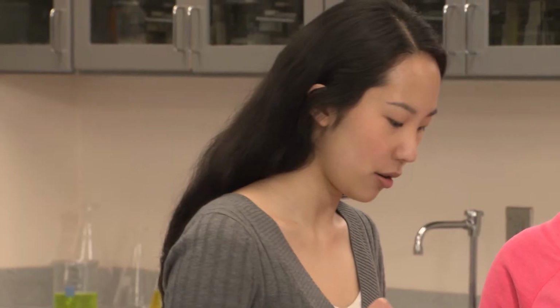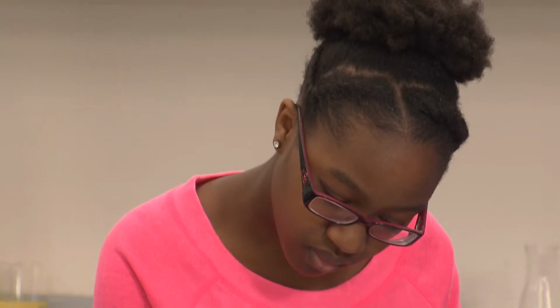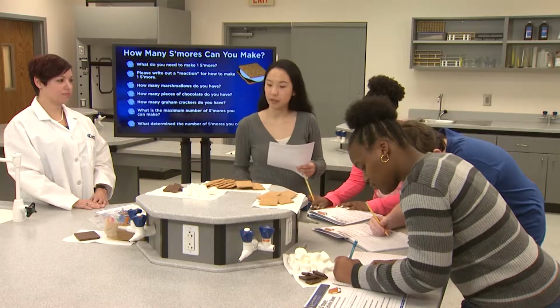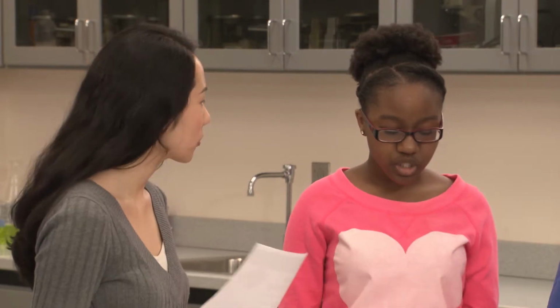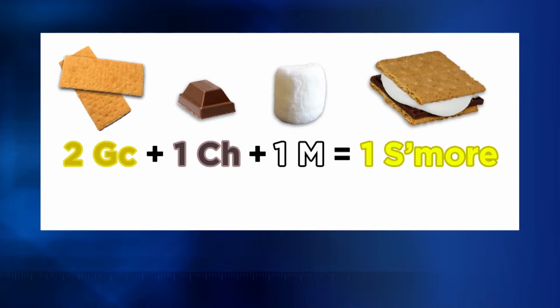Okay, so the first question asks, what do you need to make a s'more? So we need 2 graham crackers, a piece of chocolate, and 1 marshmallow. And the second question asks us to write out a reaction for how to make 1 s'more. All right, we can abbreviate these, so let's write 2GC for graham cracker, plus 1CH for chocolate, plus 1M for marshmallow, equals 1 s'more.